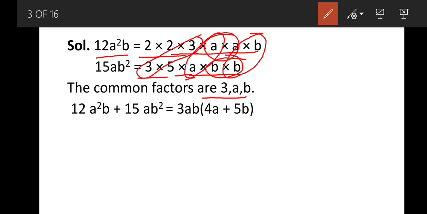So 3ab bracket 4a plus 5b. Or you can directly write its answer: what is the common factor of 12 and 15? That is 3. Out of a square and a, I can take a outside. Out of b and b square, b can be taken outside. So 3ab is the common factor, and what will be left inside the bracket? 4a plus 5b. So your answer is 3ab, 4a plus 5b.